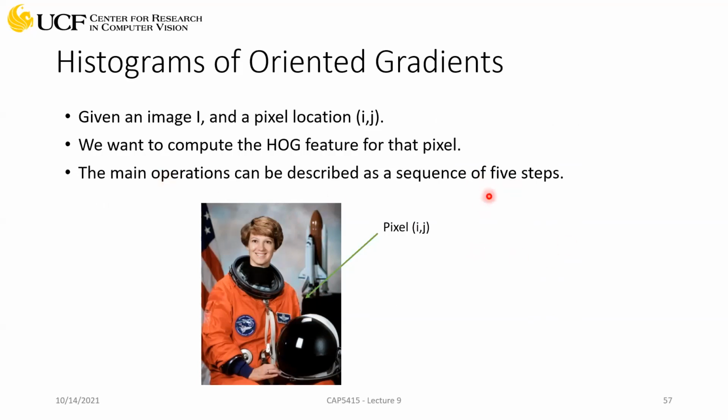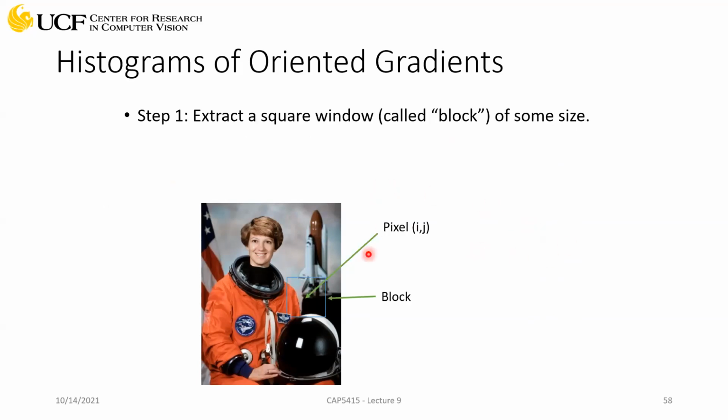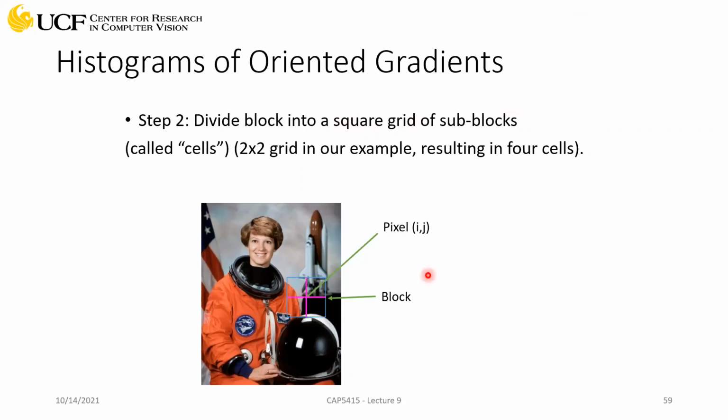okay, so we have a total of 5 steps. That's fine. We'll go over those. So what we do is we place a window or a block over this location. Okay, so that's the pixel ij, and this is the block. And again, as I said earlier, this sliding window and this use of blocks is very popular. You will see this concept used in most of the algorithms. Okay, so you have this window. Okay, so that's the first step.